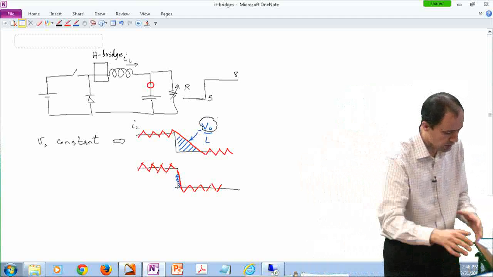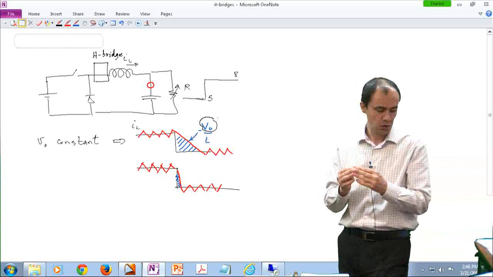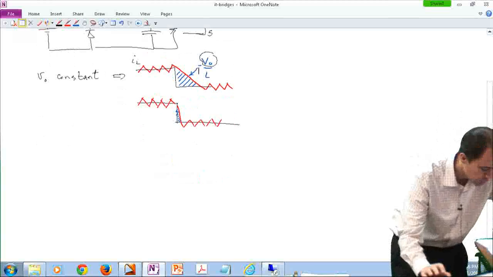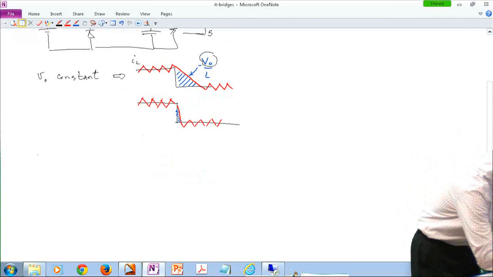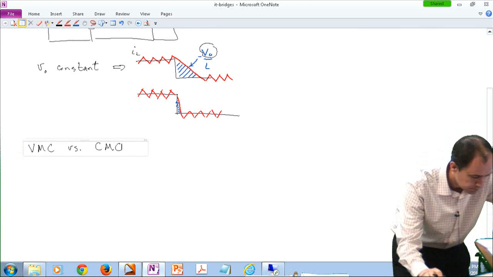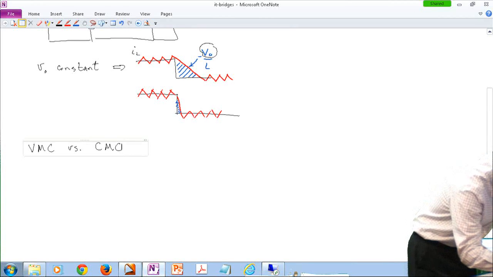Now what I'm going to do is have a little bit of a quantitative comparison between some of the transfer functions that we have for the voltage mode control and current mode control schemes. So let's say voltage mode control versus current mode control. All right. So one of them is the control to output transfer function.